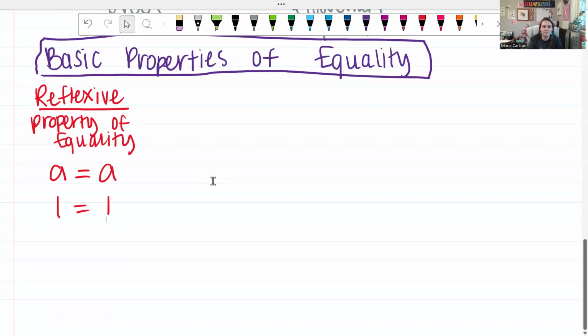2x is equal to 2x, right? Any term, any object is equal to itself. This will come in handy. It will. We will use this.